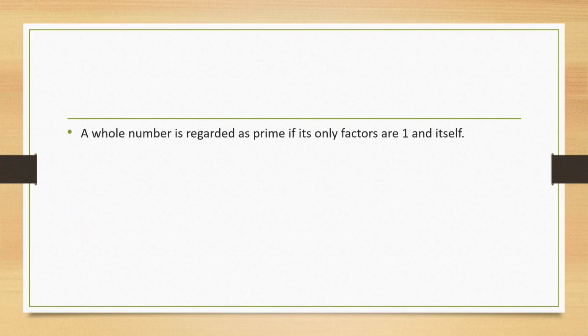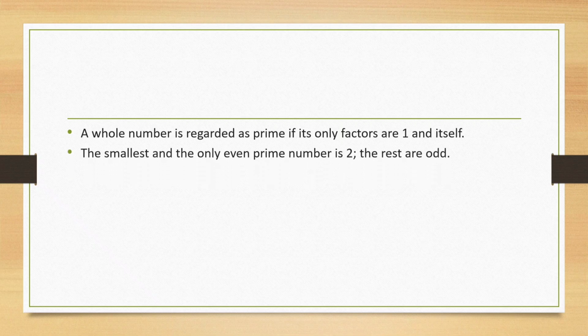Let's move forward. I hope you all know that a whole number is regarded as a prime if its only factors are 1 and itself. A whole number is always a prime number when its factors are 1 and itself. That means no other number is a factor of that whole number. It has to be considered as a prime number.